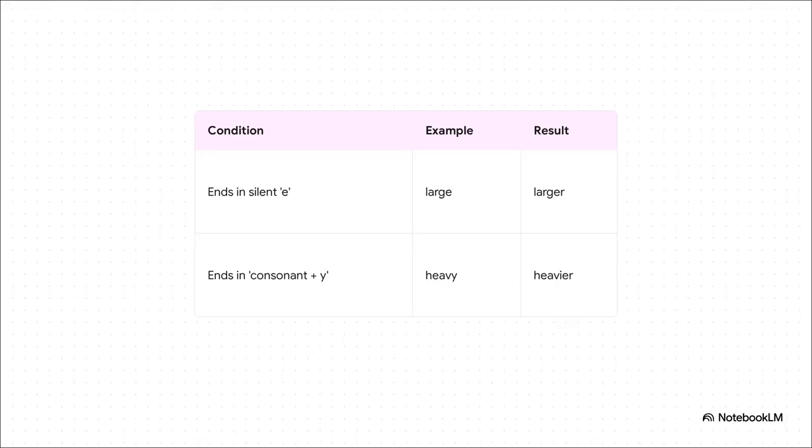Now, for those short words, there are just a couple little spelling quirks to keep in mind. If a word already ends with a silent E, like large, you just add the R. Easy. And if it ends in a consonant plus a Y, like heavy, you just swap out that Y for an I before you add the -er.